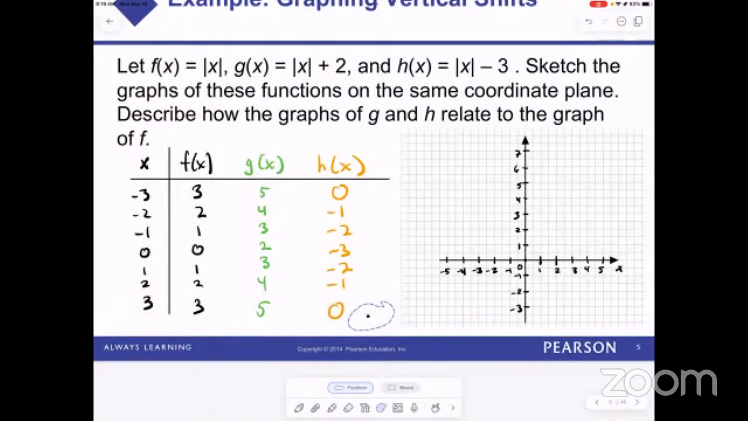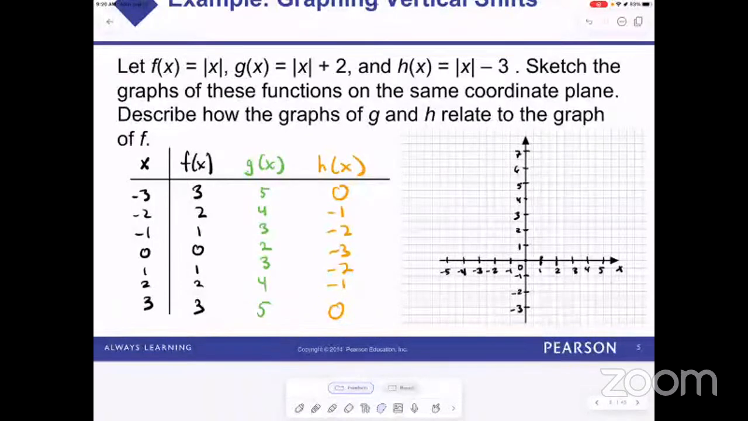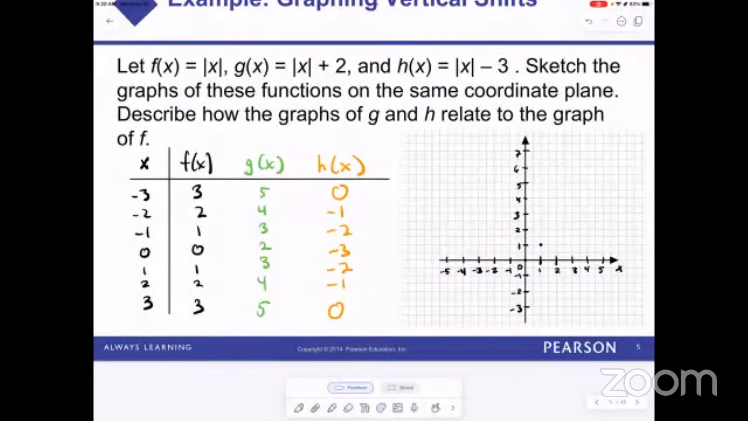So let's graph f of x. When x is 0, it starts at the origin, so I think that point is already there. Then we have what? (1, 1) and (-1, 1). So over 1 and up 1. Paste. Left 1 and up 1.